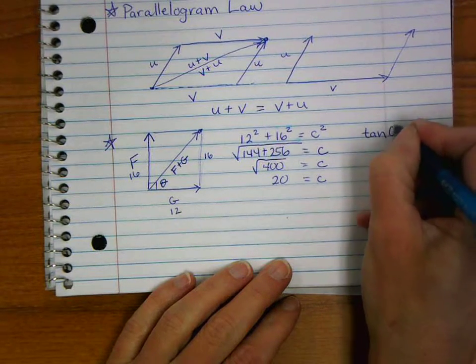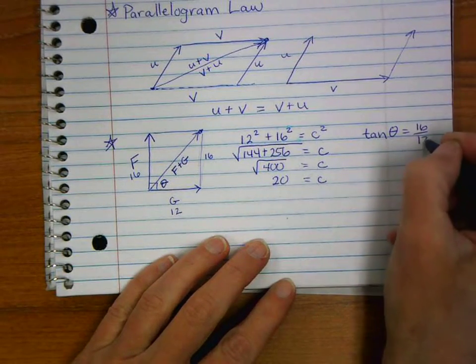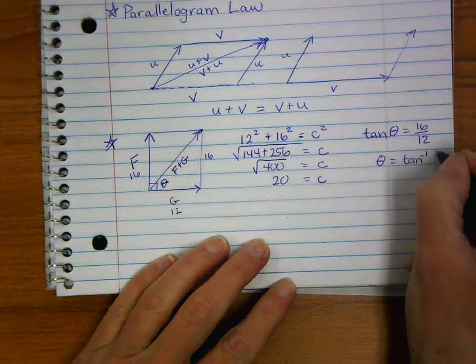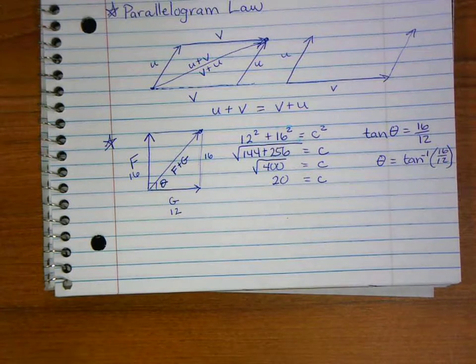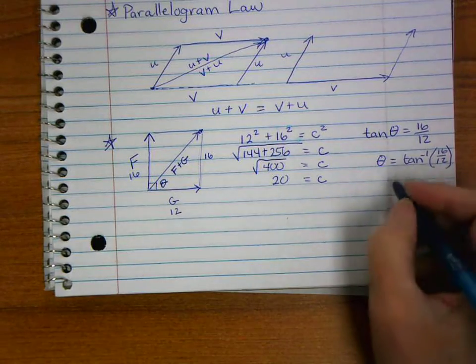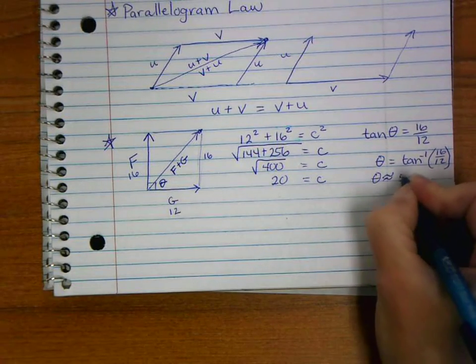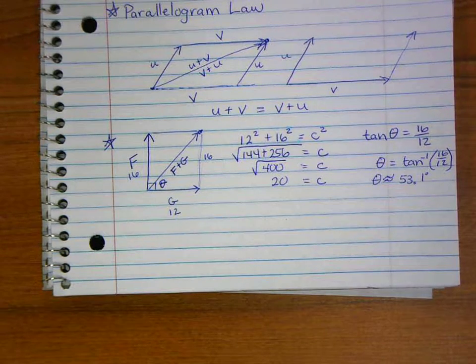The tangent of theta is equal to the opposite over the adjacent. So on my calculator, I'm doing inverse tangent of 16 over 12 in order to find the angle. And I get approximately 53.1 degrees. So my resultant vector has a magnitude of 20 and a direction of 53.1 degrees.